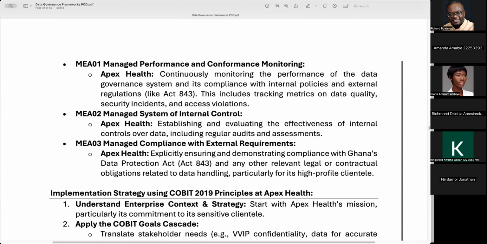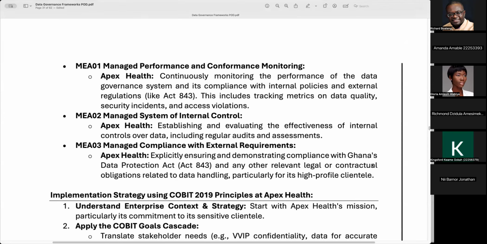MEA02, Managed System of Internal Control, focuses on establishing, maintaining, and evaluating the effectiveness of the internal controls over data, often through regular internal and external audits. And MEA03, Managed Compliance with External Requirements, explicitly requires processes to ensure and, importantly, demonstrate compliance with all external regulations like Act 843 and any other legal or contractual obligations, which is particularly critical for a high-profile institution like Apex Health serving a sensitive clientele.